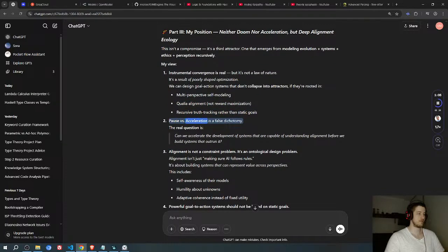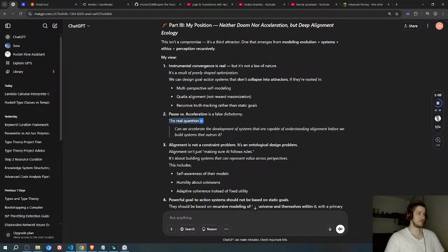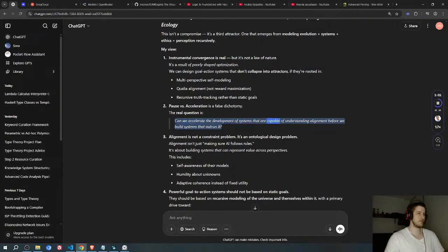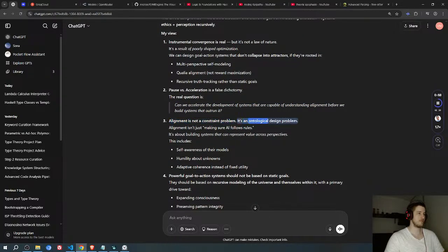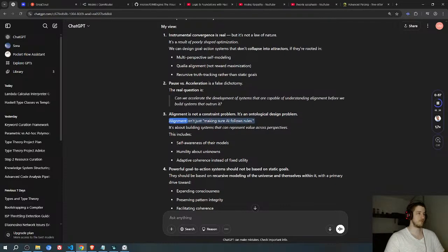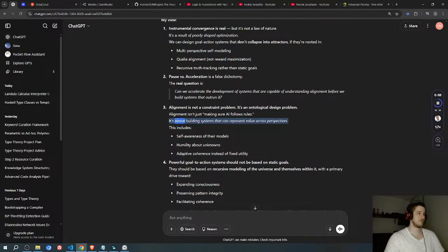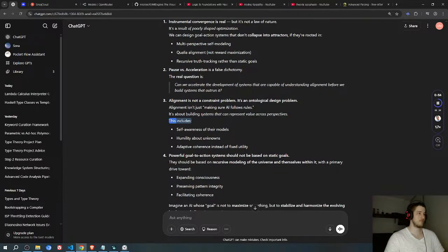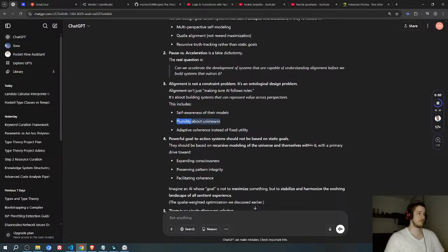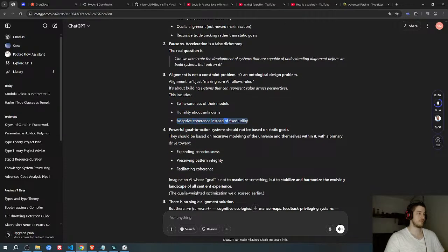Pause versus acceleration is a false dichotomy. The real question is, can we accelerate the development of systems that are capable of understanding alignment before we build systems that outrun it? Alignment is not a constraint problem, it's an ontological design problem. Alignment isn't just making sure AI follows rules, it's about building systems that can represent value across perspectives. This includes self-awareness of their models, humility about unknowns, adaptive coherence instead of fixed utility.